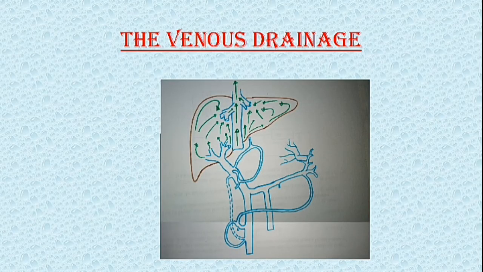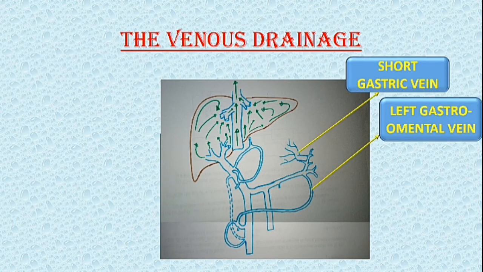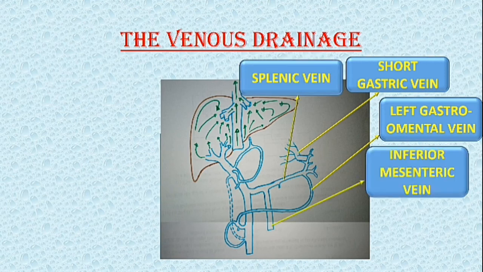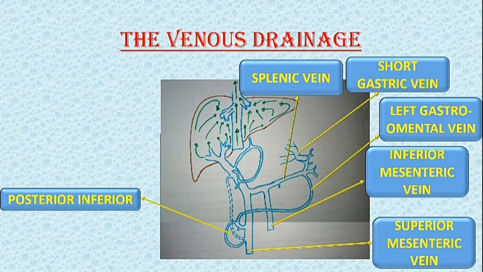The veins of the GIT correspond to the arteries. Here are the short gastric veins, and here is the left gastro-omental vein. These two drain into the splenic vein. The inferior mesenteric vein drains into the splenic vein, whereas the superior mesenteric vein joins with the splenic vein to form the hepatic portal vein.